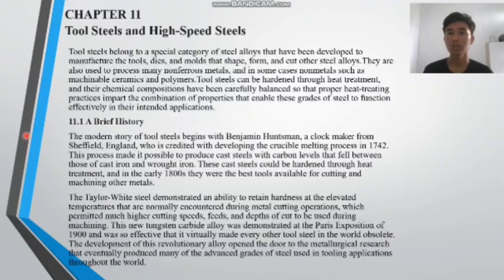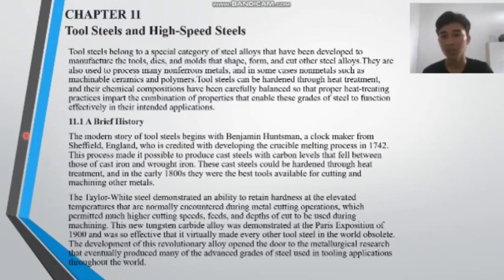Okay, chapter 11, tool steels and high-speed steels. Tool steels belong to a special category of steel alloys that have been developed to manufacture the tools, dies and molds that shape, form, and cut other steel alloys. They are also used to process many non-ferrous metals and in some cases non-metals such as machinable ceramics and polymers. Tool steels can be hardened through heat treatment, and their chemical composition has been carefully balanced so that proper heat treating practice imparts the combination of properties that enable these grades of steel to function effectively in their intended applications.